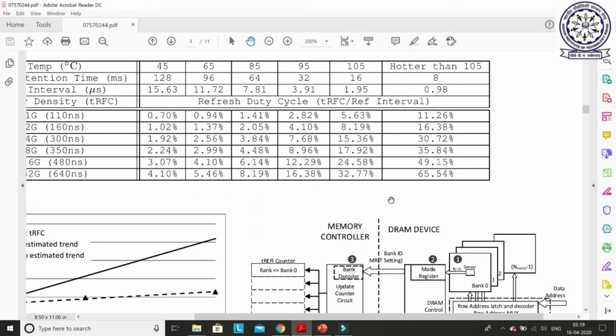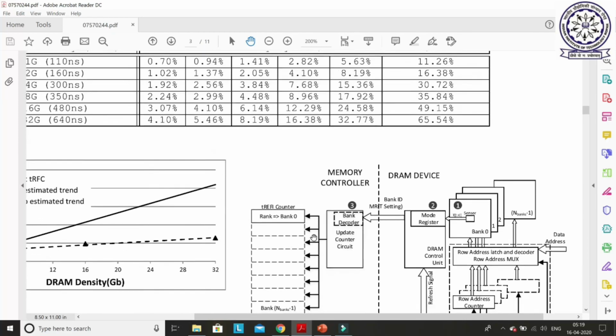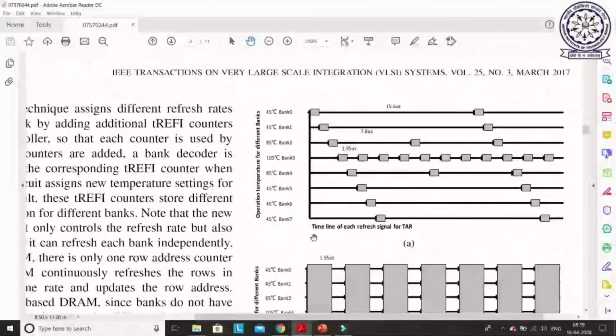But it may be the case that only one bank out of all these banks in the rank is operating at 105 centigrade, and other banks may be working in a lower temperature range. So blocking the entire rank for 65% of the time just for refreshing is not good, it's not optimal. To make it optimal, they propose this concept of TAR. So the rest of this paper will be easily understandable.